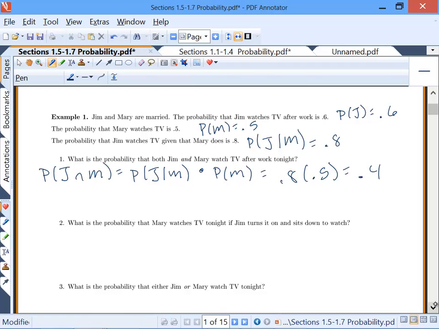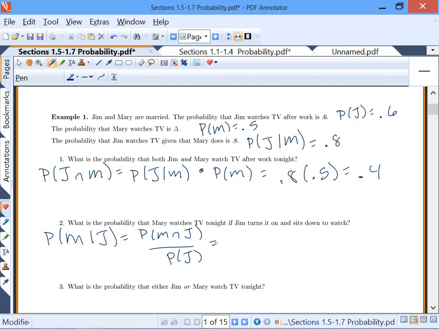Now I might ask you, what is the probability that Mary watches TV tonight if Jim turns it on and sits down to watch? This one sounds like a conditional probability. In this situation, we know that Jim turned it on, so we're looking for Mary given Jim. Now, if you ever get to a conditional probability and you don't know what to do with it, I always start by writing down the formula. So probability of M and J over the probability of J. Do we know the probability of the intersection?